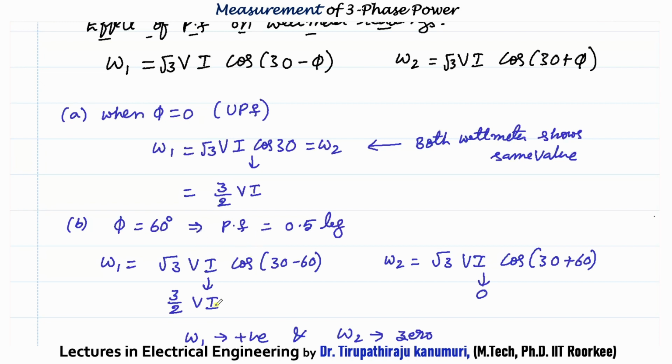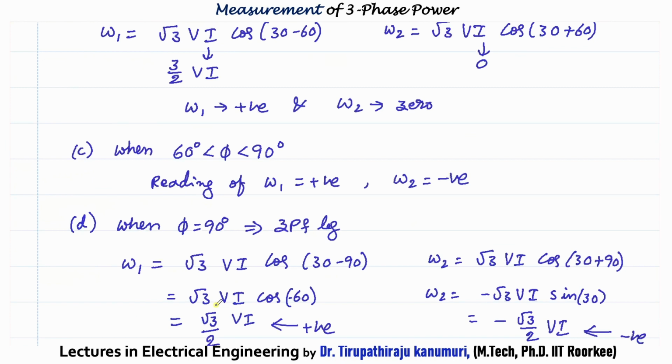So if you are taking the angle between 60 degrees to 90 degrees, if you substitute in that equation, you will observe wattmeter 1 will be positive, whereas wattmeter 2, what is happening initially, wattmeter 2 is same as wattmeter 1 at 0 degrees. By the time we reach 60, it becomes 0. Then it will go in the negative direction. W2 will be negative. Let us see once it reaches 90, what will happen.